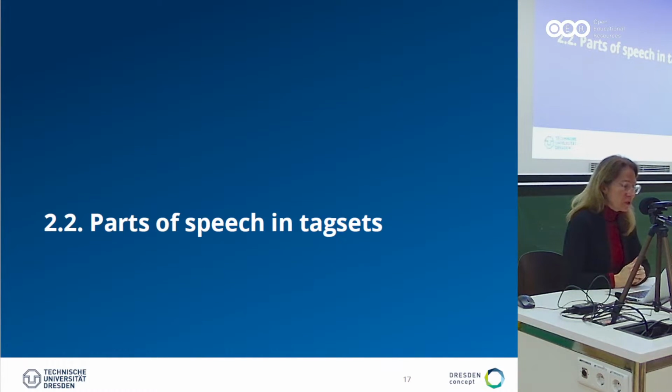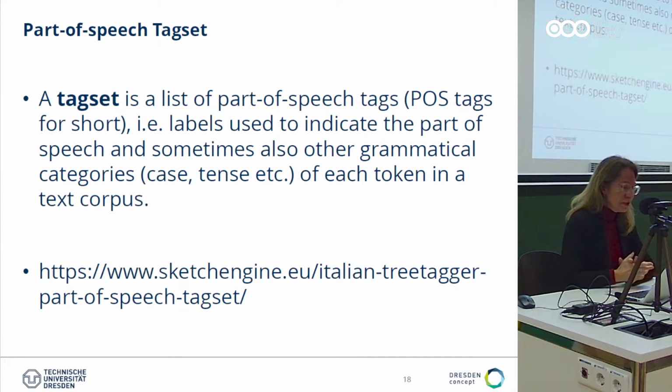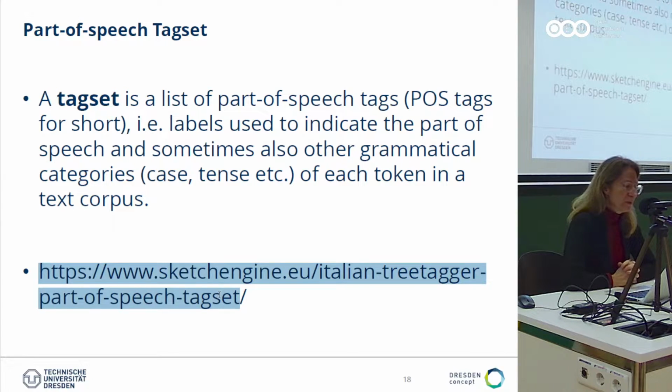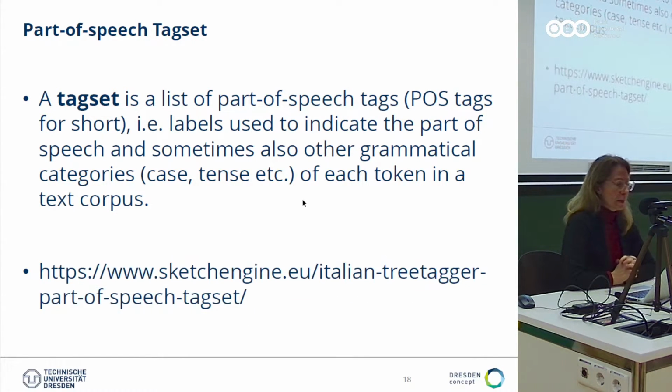Now, we have seen what parts of speech are. Let's see now how they are represented in tag sets that we use in corpora. If we look at the definition given by Sketch Engine, the platform that I mentioned before, the definition is as follows. A tag set is a list of parts of speech tags, POS tags for short, meaning labels used to indicate the part of speech and sometimes also other grammatical categories such as case, tense of each token in a text corpus. So practically what Sketch Engine is telling us here is that a tag set is nothing else than a list of tags related to parts of speech. So you would have a noun, the verb, the adjectives, and so forth, related to, and here you have another concept that I would like to clarify, because I don't know if you're already familiar with this, tokens.